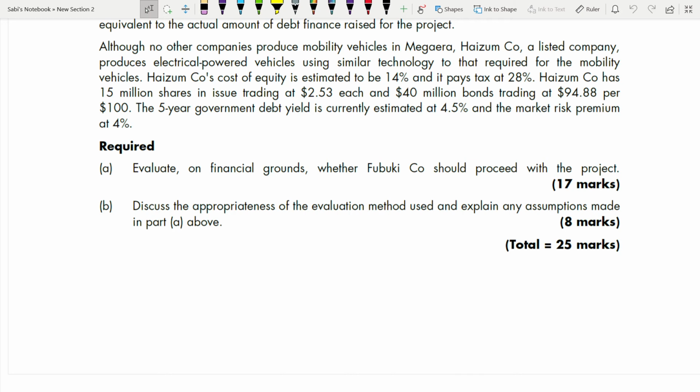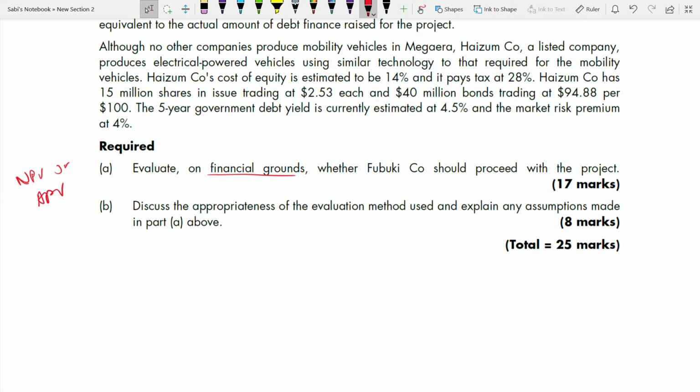Whenever this type of question is given, it is either a net present value or adjusted present value, right? Of course, when you have to find adjusted present value, you have to find the base case net present value there itself. It could just be net present value or APV. We have both. Whenever a question says evaluate on financial grounds whether you should proceed with the project, whether you should go ahead with the investment, this type of question leads you to net present value, adjusted present value.